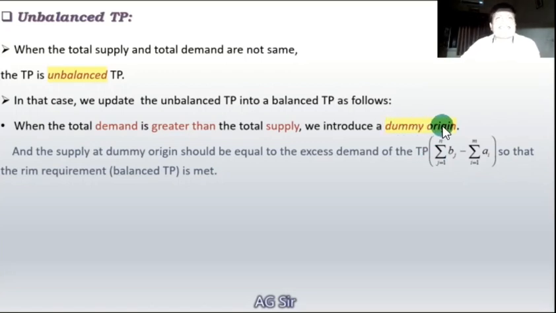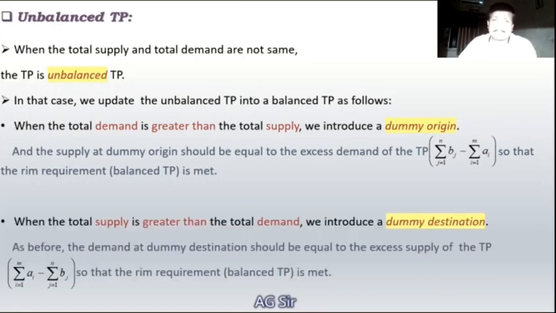Let us consider one example. Suppose the total demand is 200 units and the total supply is 170 units. That means total demand 200 is not equal to total supply 170. So the transportation problem is unbalanced. What do you do in this case? You introduce a dummy origin with supply equal to 200 minus 170, that is 30 units. So this dummy origin will have a supply of 30 units.